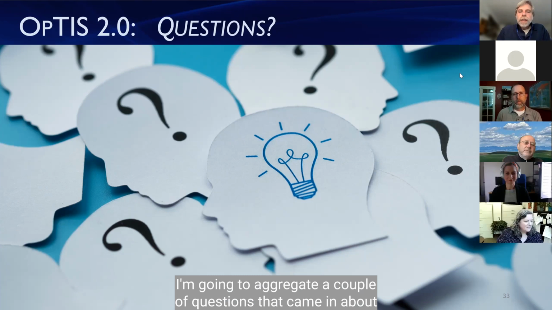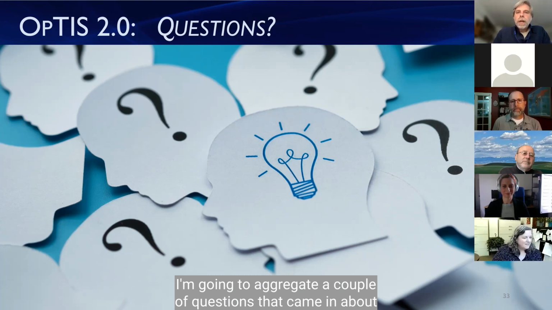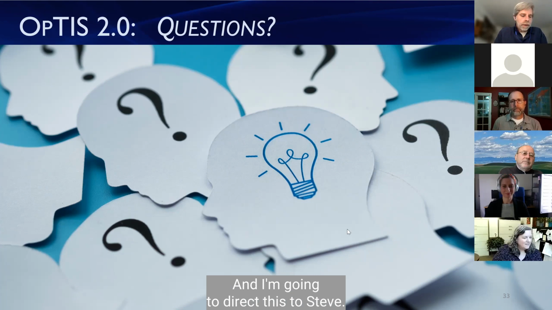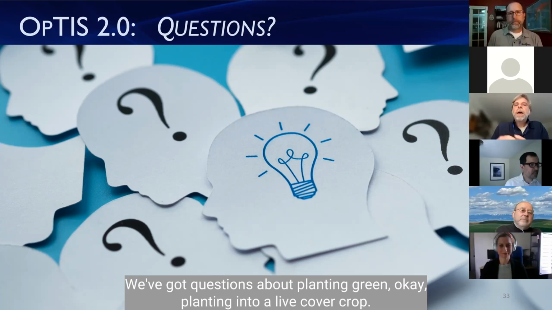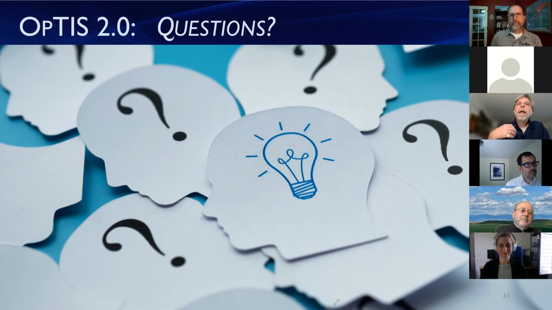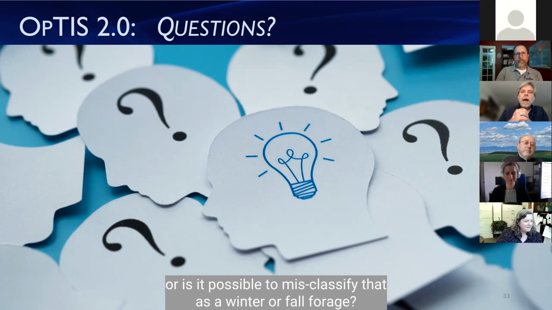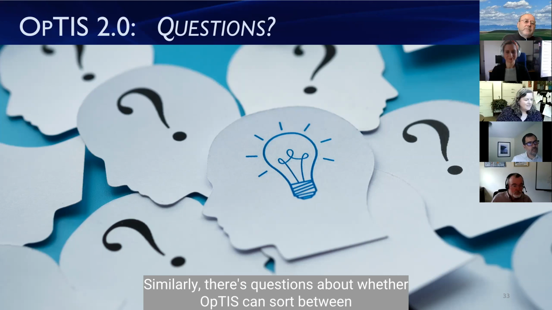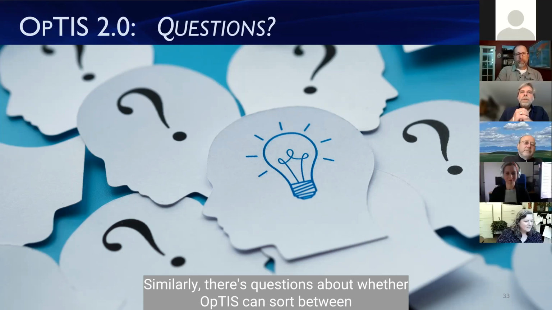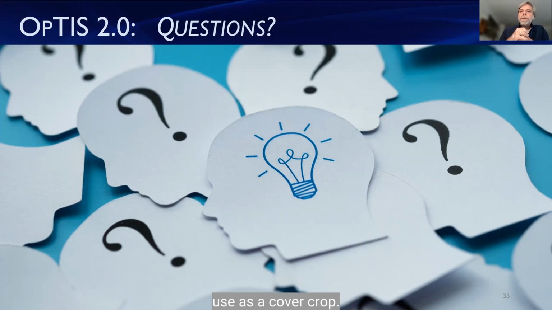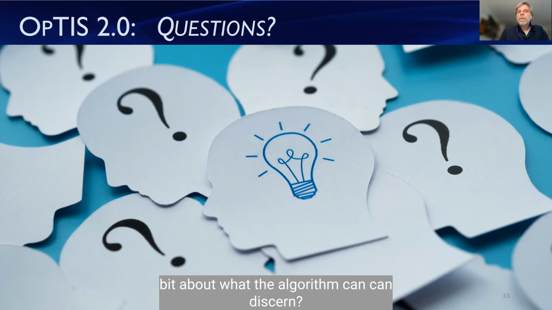So what I'm going to do is aggregate a couple of questions that came in about the mechanics of OpTIS and what OpTIS can see or discern with its algorithm. I'm going to direct this to Steve. We've got questions about planting green, planting into a live cover crop. How does OpTIS, or can OpTIS, discern that? Or is it possible to misclassify that as, say, a winter or fall forage? Similarly, there are questions about whether OpTIS can sort between fall small grains that are planted for grain versus for spring forage versus for use as a cover crop. Steve, can you tell us a little bit about what the algorithm can discern?